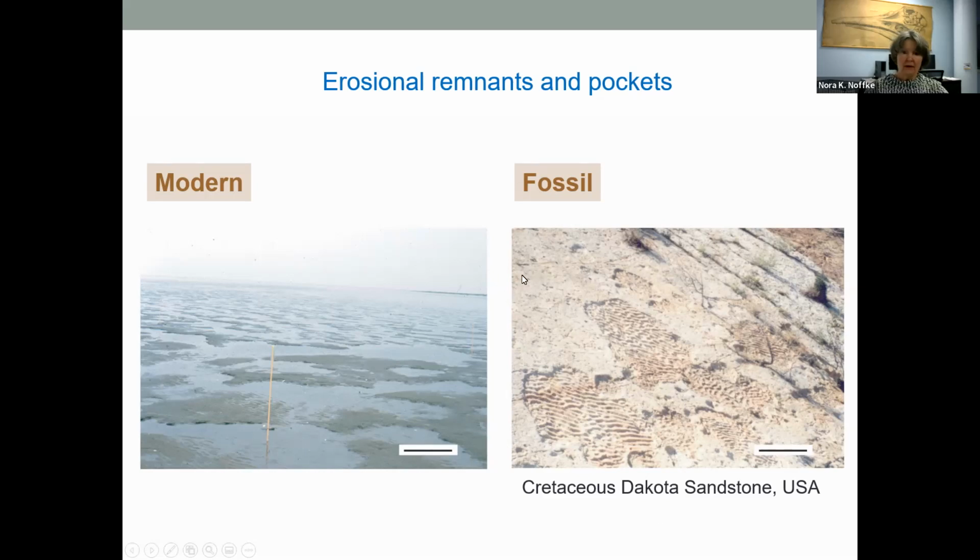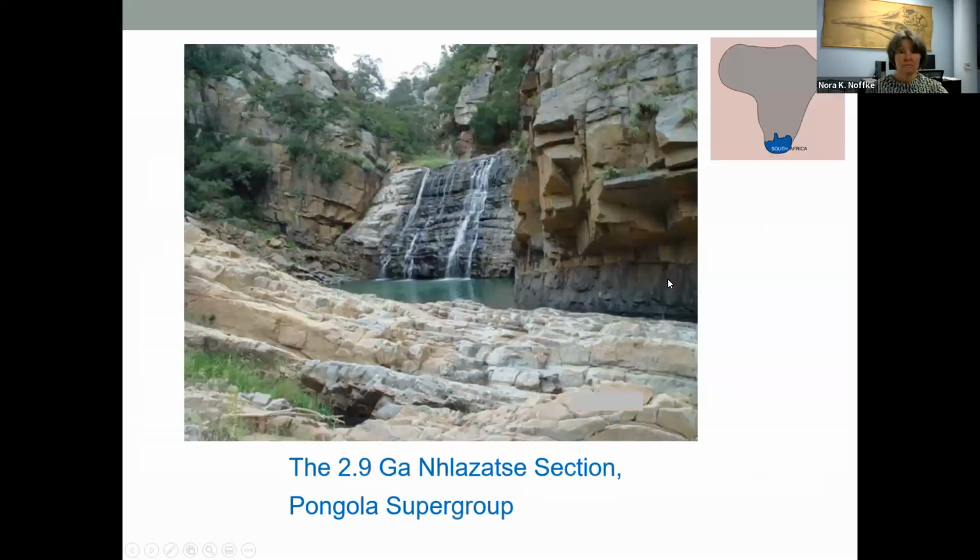Here we see a planar surface, which is fossil microbial mat, where erosion has taken away microbial mat. So that here we see the barren sediment, which is now ripple marked. So let's move into Archean rocks. This here is the Nhlazatse section of the Pongola Supergroup.